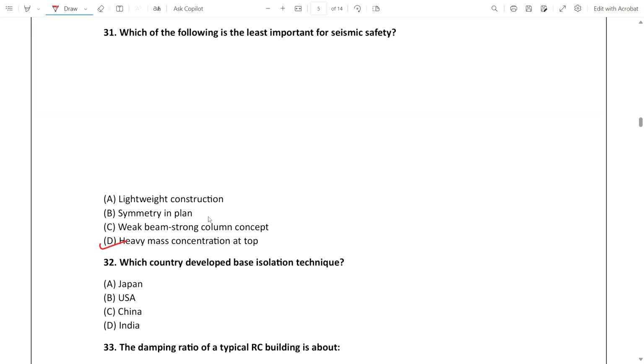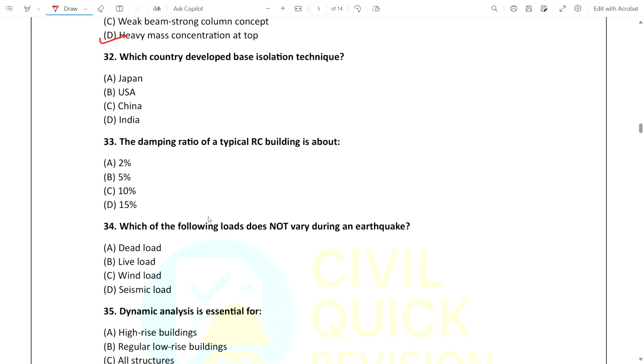It is least important. Now coming to 32, which country developed the base isolation technique? You see, Japan. Japan is a developed country where they use the base isolation technique.